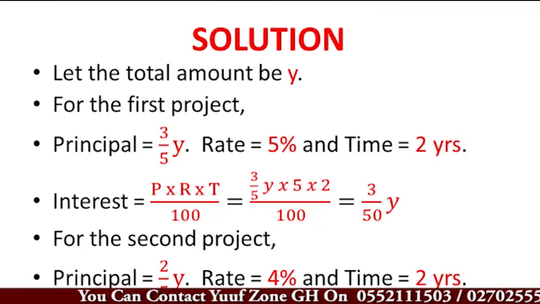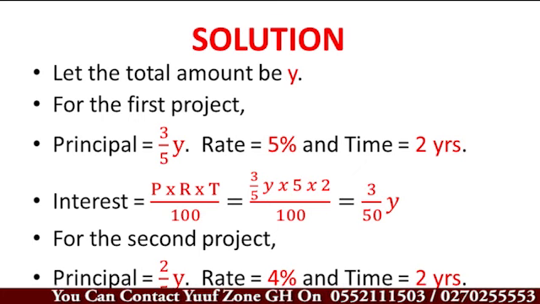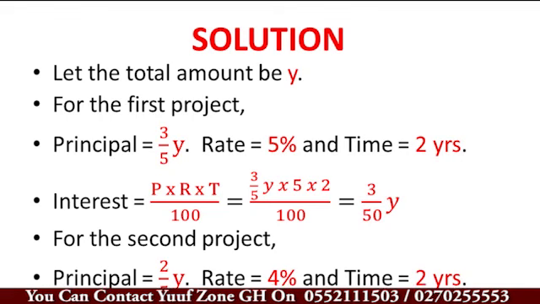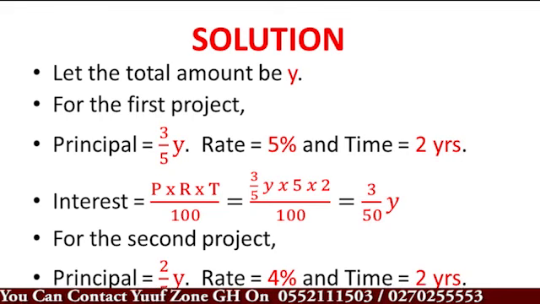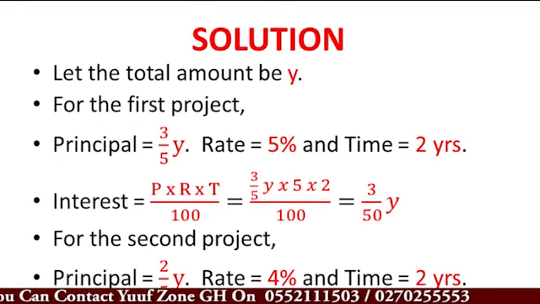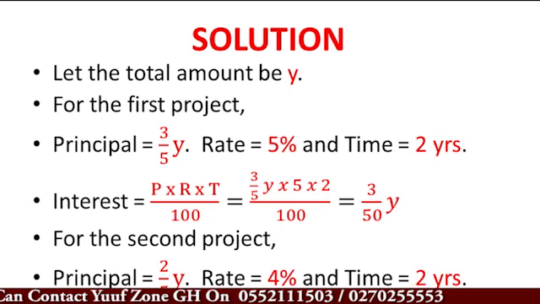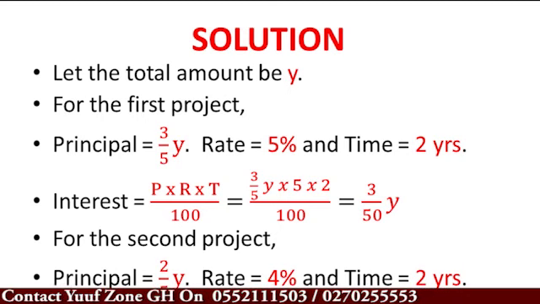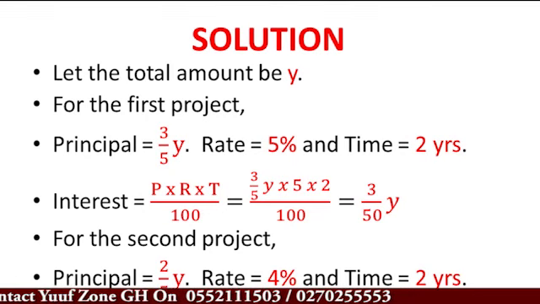Now let's go to the rate. The rate in the question is given, which is 5%, and then the time is 2 years. So when you put them into the formula, that is what you have over there, all over 100. So now, how do we solve this? When you look at the numerator, the top values over there, you see 3 over 5y times 5 times 2.